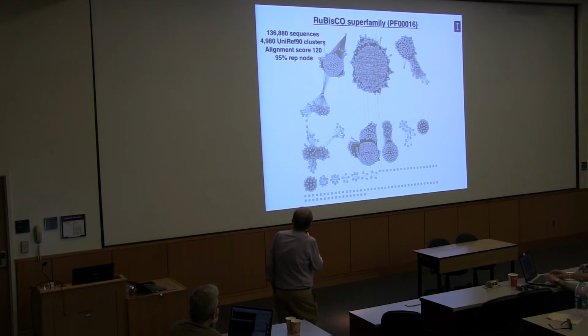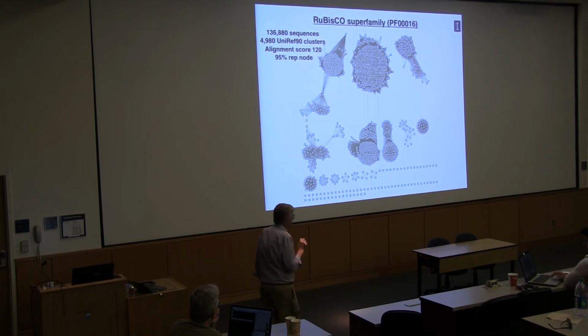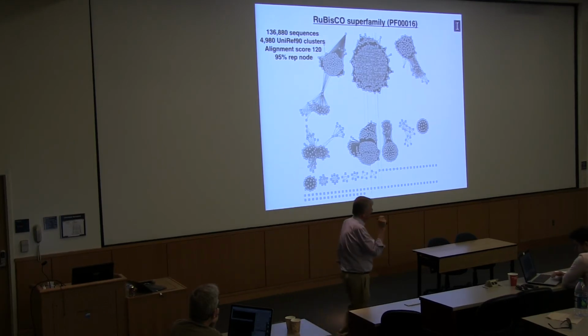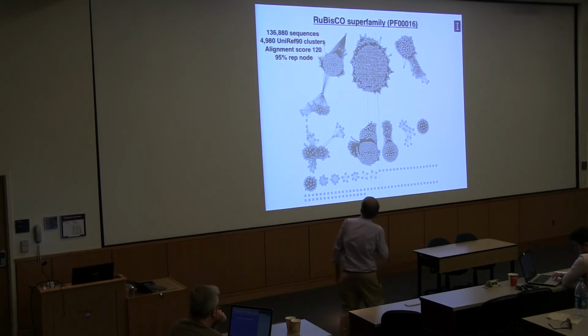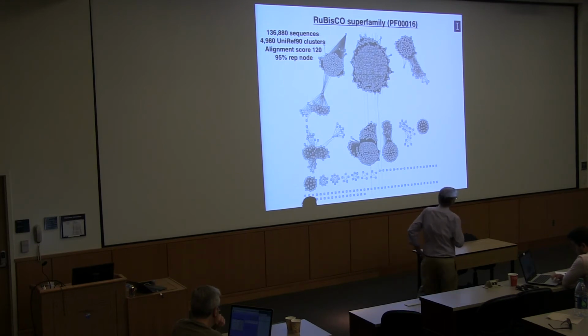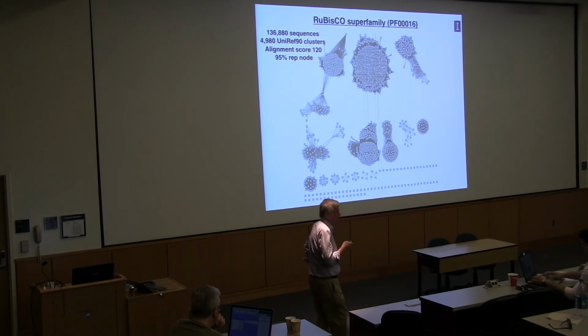Now, I want to just point out that it turns out Rubiscos are pretty identical to one another, okay? And remember I talked about this UniRef90 database that collected sequences that were 90% sequence identity into clusters. Turns out the Rubisco superfamily has 137,000 sequences, but it only has 5,000 UniRef90 clusters. If I were to do the all-by-all on 137,000 sequences, which I've done, it would take several days. On the 5,000 sequences takes 15 minutes. So this is an example of how UniRef90 can be used to speed things up.